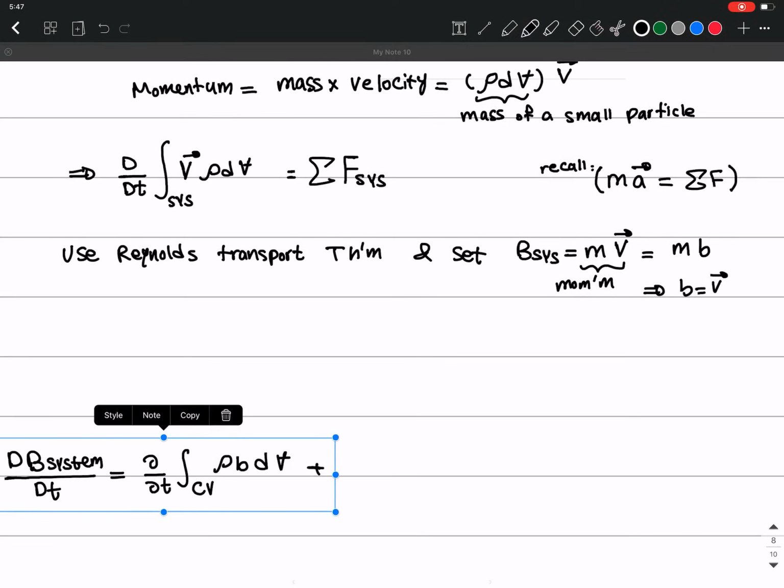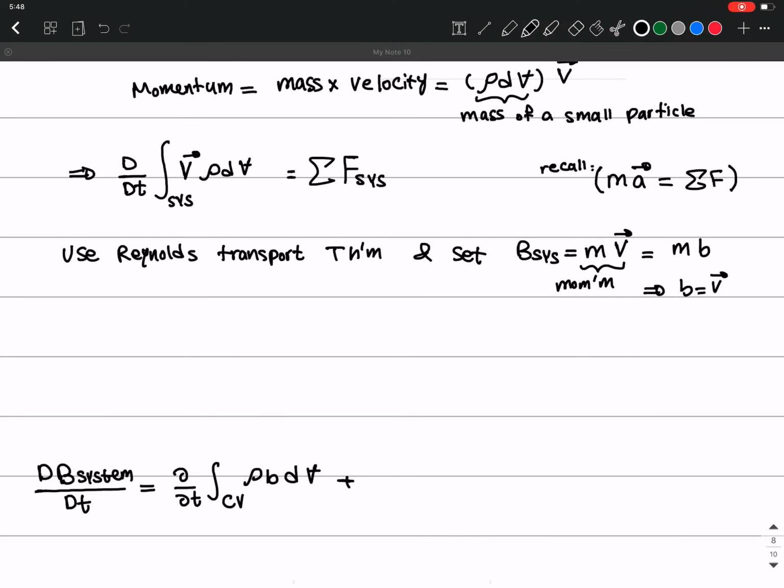This is just a reminder for us from the previous lecture. So instead of B system, I'm just going to substitute that with mv. Okay, so let's see what we are going to have. So we have d over dt of what? Instead of m, I'm going to again use this formula here. So this equals mv, and if I integrate over the whole system, I'm going to get v rho dV, right?